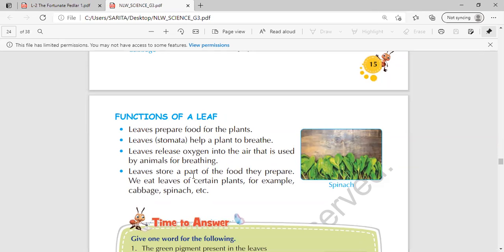Leaves store a part of the food they prepare. Some leaves store the food. We eat leaves of certain plants, for example, cabbage and spinach. We eat lettuce for salad. They are also leaves. We eat spinach, sarson ka saag, coriander leaves, mint leaves. These are all leaves. We use them as our food.